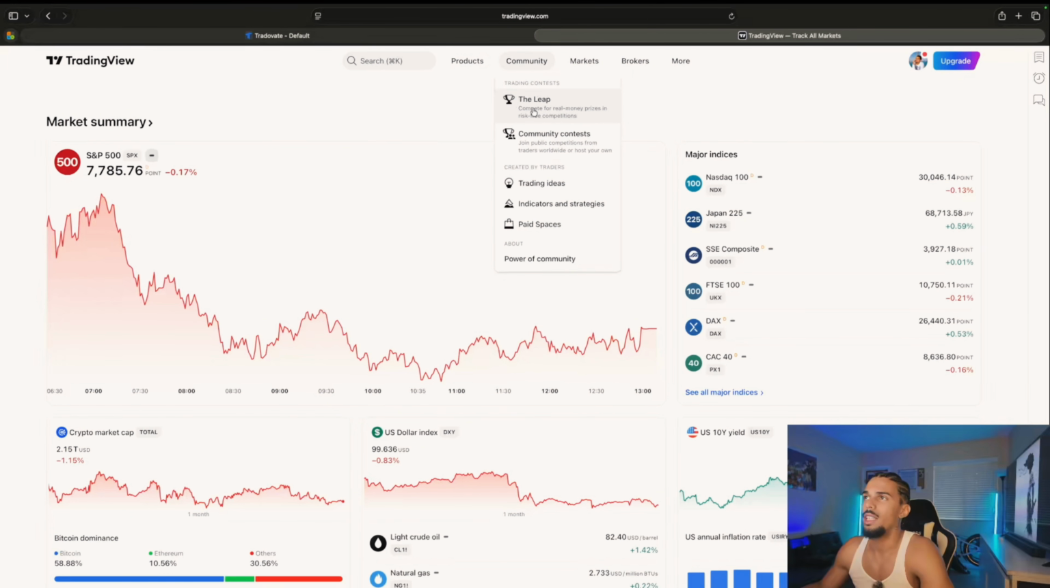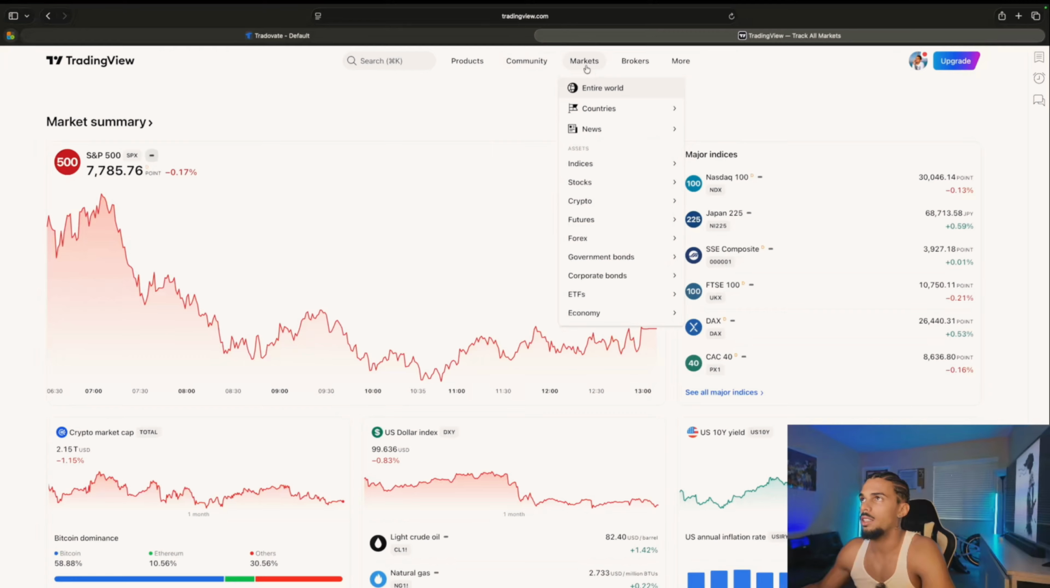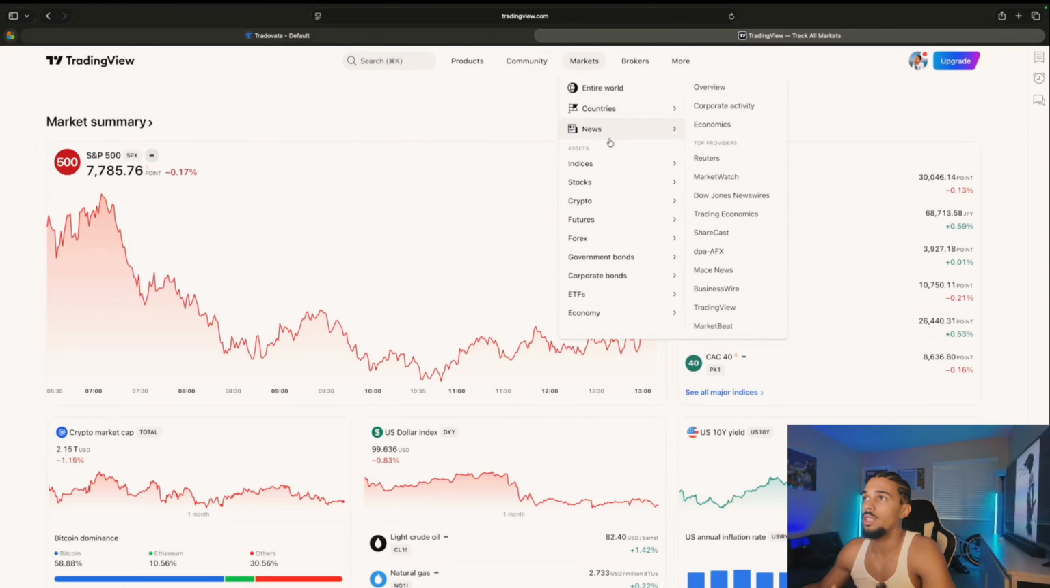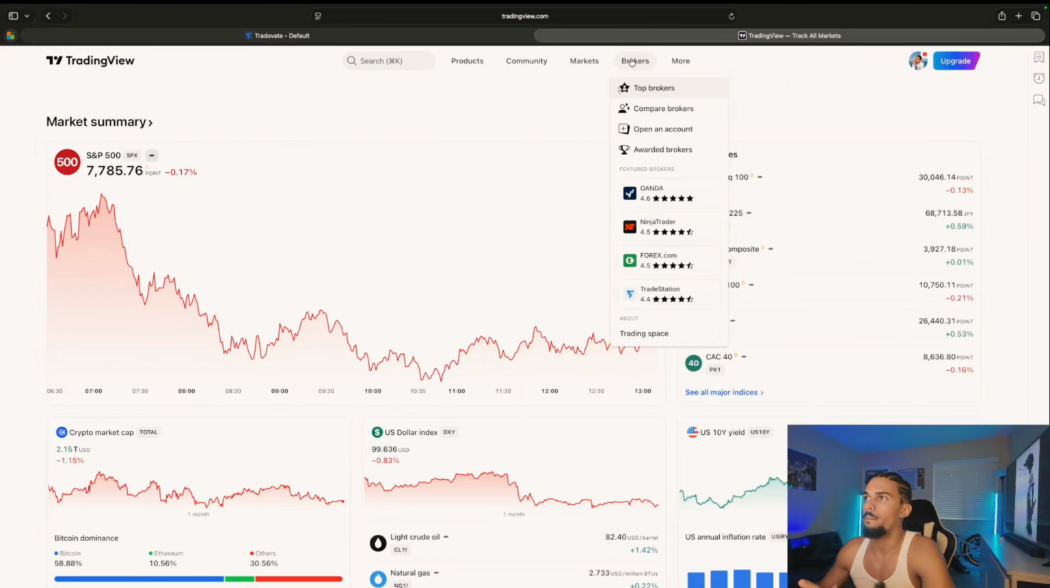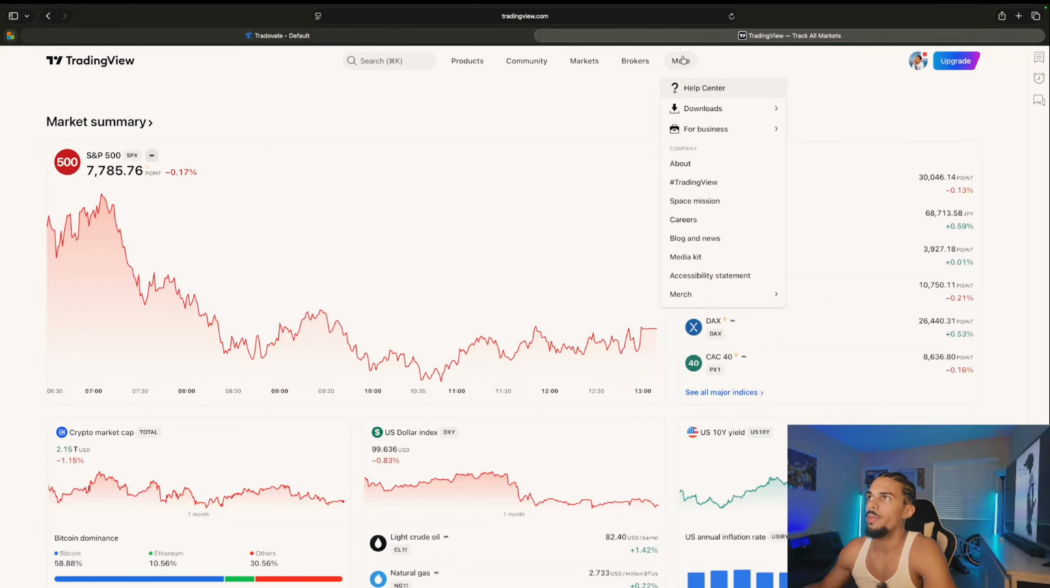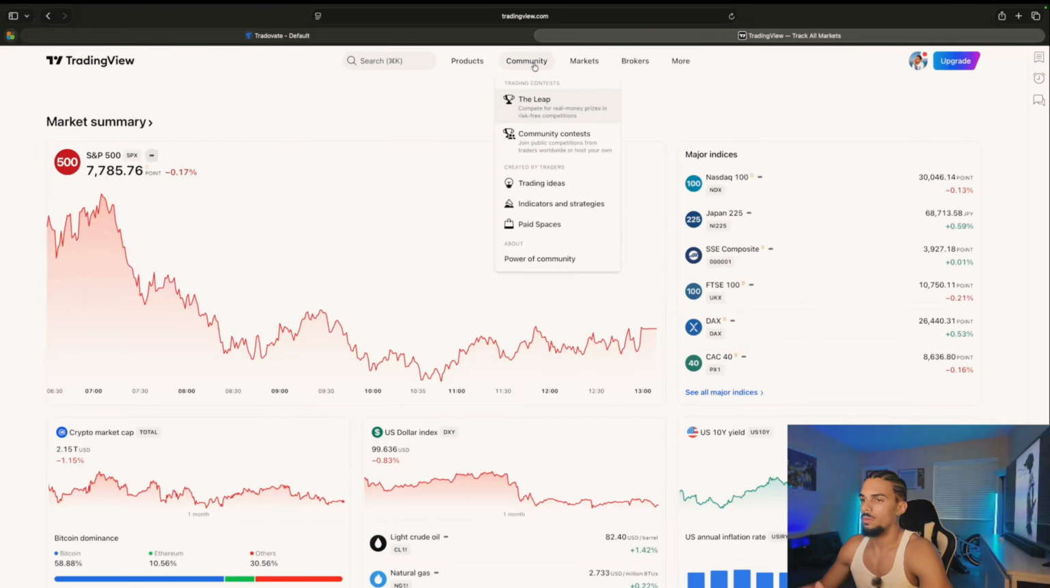They have community. They have competitions for real prizes, real money, that are risk-free competitions, trading ideas, indicators, strategies, all of the markets, the countries, the news, the brokers that you can get into, like NinjaTrader, Forex Trader, TradeStation, and more. So this is where you see what the best traders are looking at. For me, this is when it clicked. I'm like, okay, yeah, this is what I'm normally seeing.